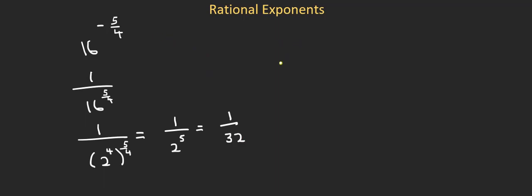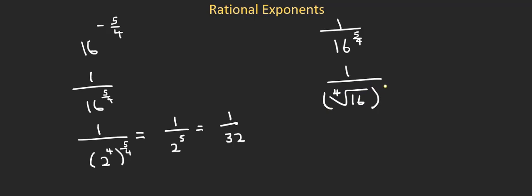You could also use, once you get to this point, another way of doing it: 1 over the 4th root of 16 to the power of 5. And what is the 4th root of 16? It is 2. And 2 to the 5th is 32. So you get 1 over 32. So you could choose whichever method you prefer, but I personally prefer this way.